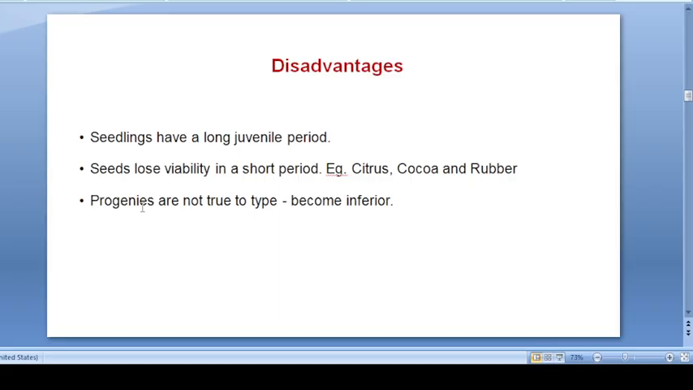Next is orthodox seeds. That means the seeds which can be stored for a long time. So even for a longer duration, we can store these seeds, and they are called orthodox seeds. Most pulse seeds and cereals are regarded as orthodox seeds. Even in some fruit crops, we can store seeds for some time with refrigerated storage, but they lose their viability very quickly.